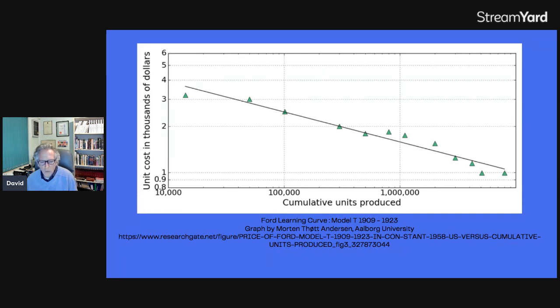We want all of our inputs to be improving. We want their quality to be going up constantly. We want the time to get them to be coming down because their abundance is going up. And we want their cost to be coming down. That is a pure quality cost time triangle.